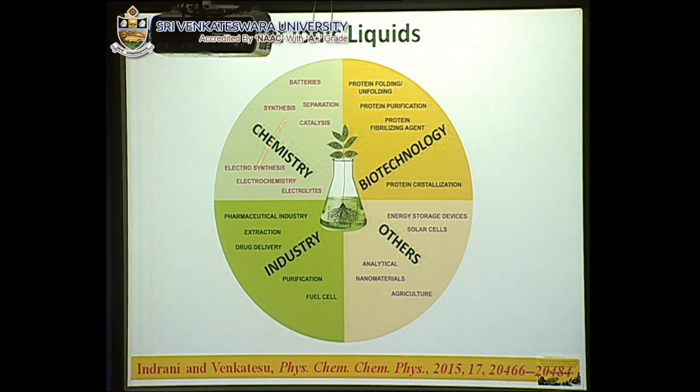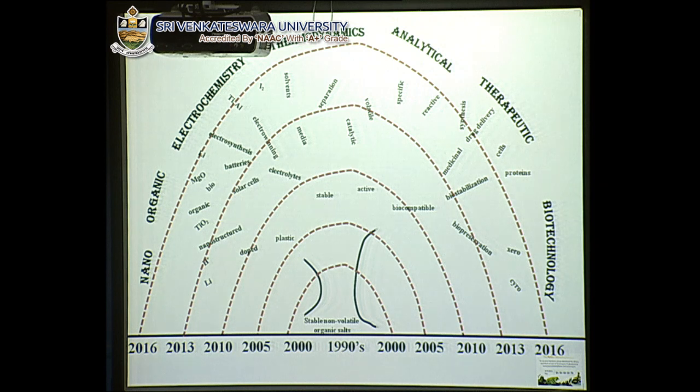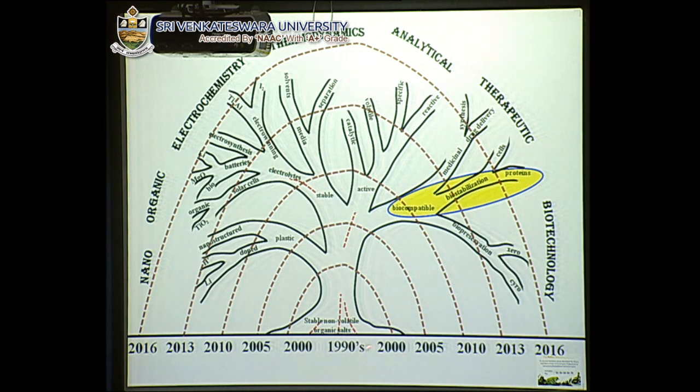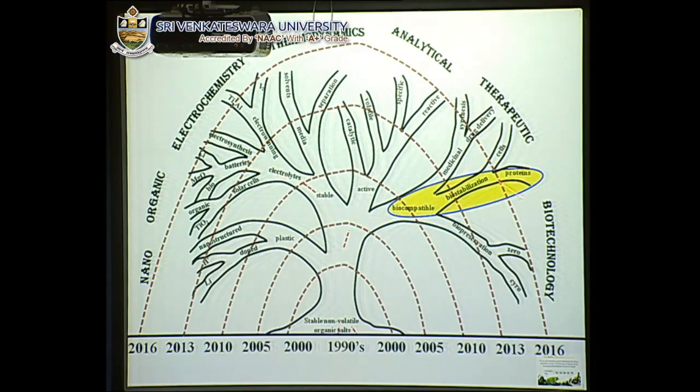So, recently we have reviewed the applications related to the chemical point of view, from a physical chemistry, chemical physics perspective. Here we have highlighted the most important applications of ionic liquids in different scientific fields. The history of ionic liquids started in the 1990s like a small tree. Later on, it expanded into a very big tree in different scientific fields: biotechnology, medicinal applications, analytical chemistry, thermodynamics, electrochemistry, and organic chemistry.